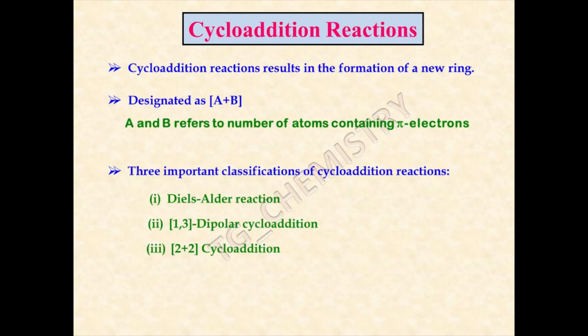Talking about the cycloaddition reaction, this reaction results in the formation of a new ring. Mainly this is designated as A plus B, where A and B refer to the number of atoms containing the pi electrons. Cycloaddition reactions are concerted combinations of two pi electron systems to form a ring of atoms having two new sigma bonds. Mind it, they form two new sigma bonds and two fewer pi bonds, and this is called cycloaddition.